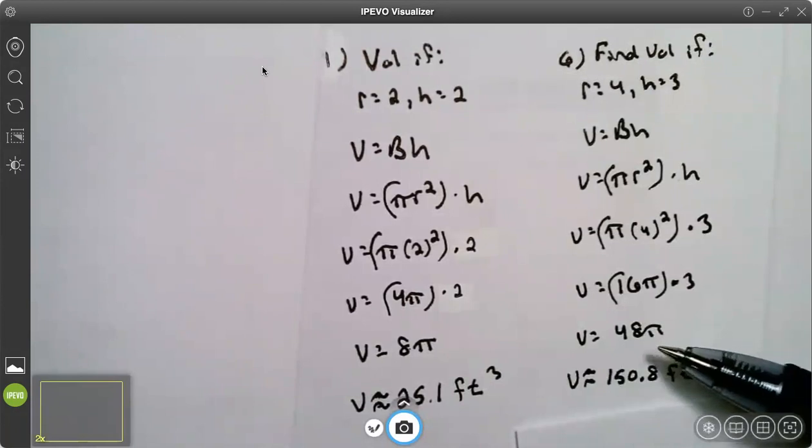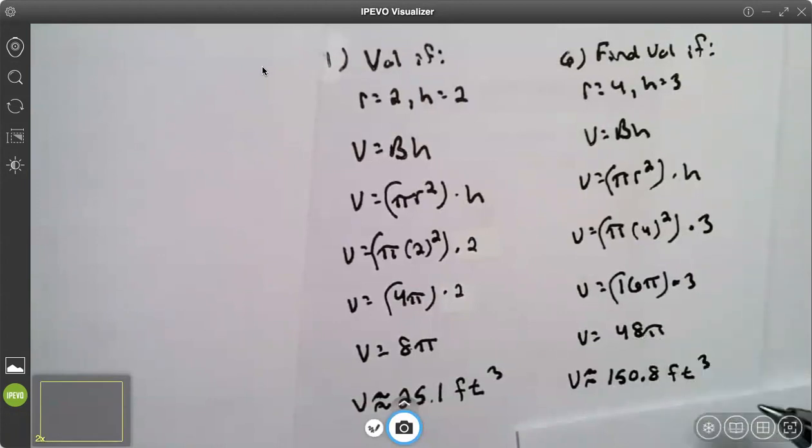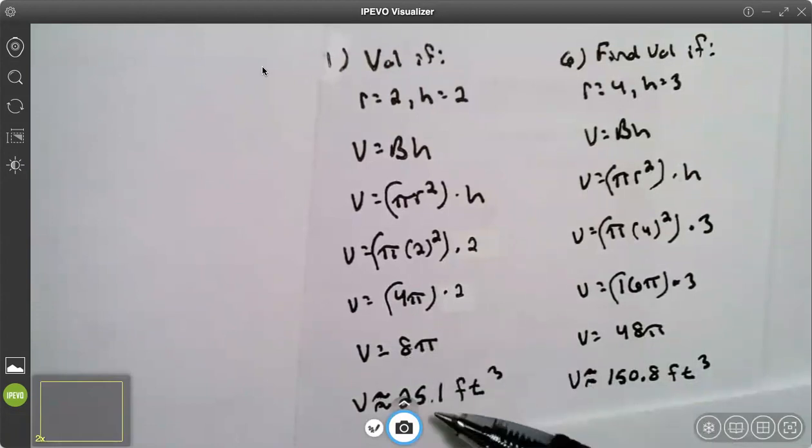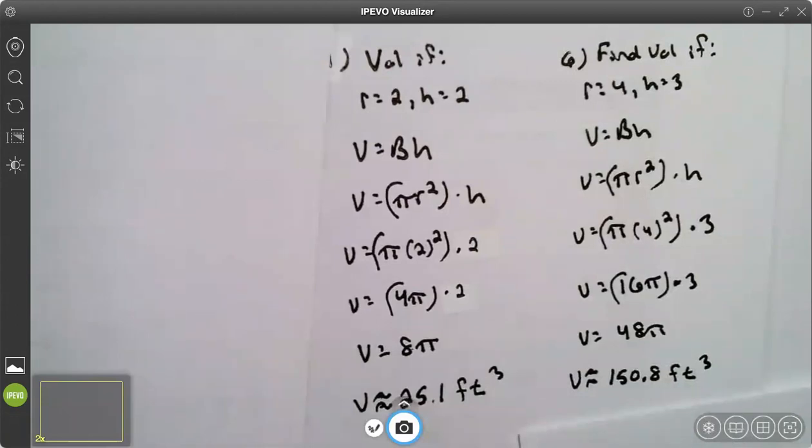Also, you may see an answer on a multiple choice test one day that says 48 pi instead of them actually multiplying the two numbers together. Or over here, the answer on the test may say 8 pi instead of 25.1. So know that it could be either way, but the best way is to go ahead and multiply the coefficient times pi to get your answer.